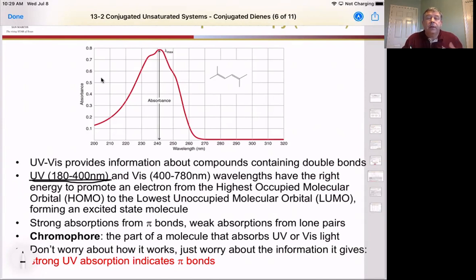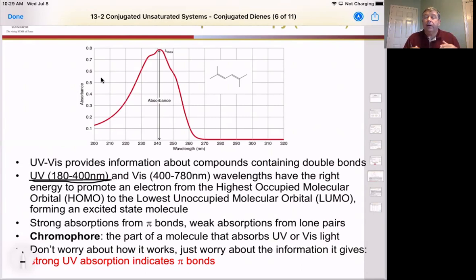Then we also have the concept of what a chromophore is. A chromophore is the portion of the molecule, for example the conjugated diene, that absorbs UV or visible light. It also changes the color of the compound, hence the word chromo in chromophore. Not all parts of the molecule have to absorb light to have color, only the section that does. That section is called the chromophore.